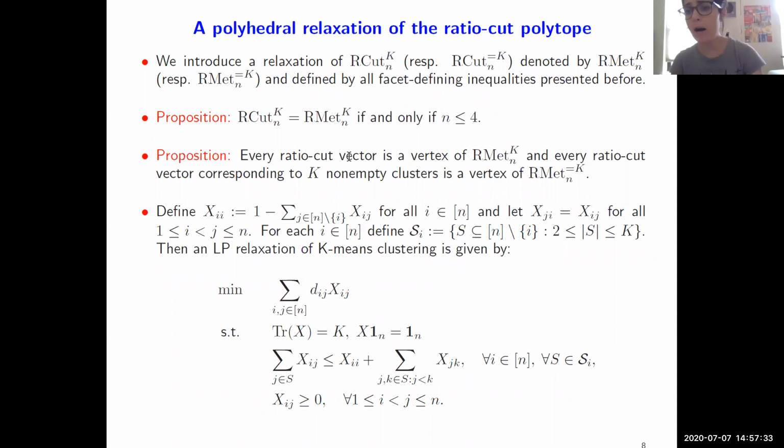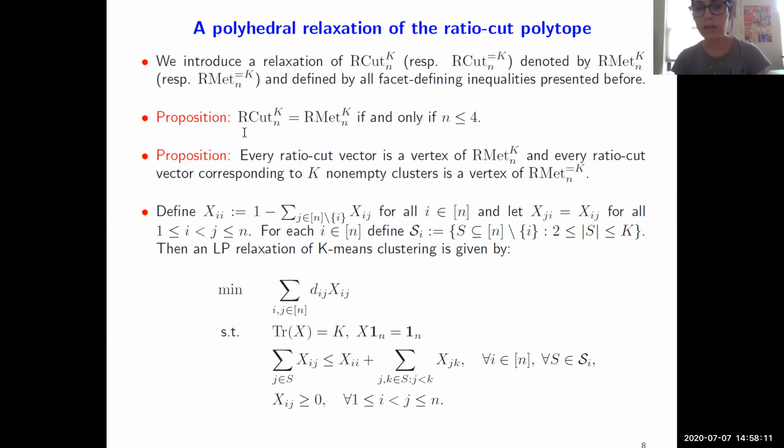Okay, now I gave these new classes of facet defining inequalities. I can define a relaxation for the ratio cut polytope, and I denote this relaxation by rmet, and rmet equal, because this relaxation is similar to the metric polytope in the cut polytope literature, which consists of all the triangle inequalities. In that literature, we know that the metric polytope coincides with the cut polytope if and only if n is less than or equal to 4. In fact, we have the same result here. Now, n equal to 3 or 4, it's not a big deal.